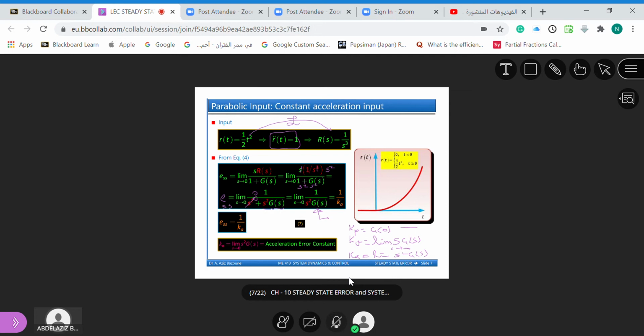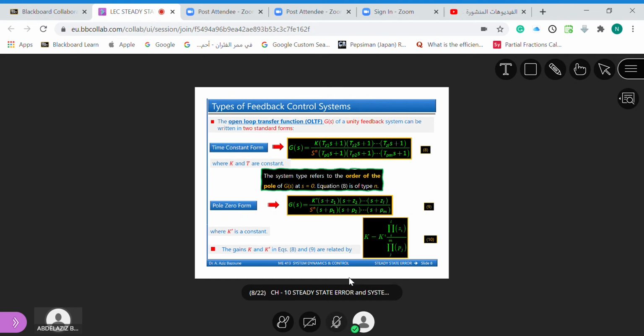So these are the three error constants. The steady state error for the first case will be ESS equals 1 over 1 plus KP. The steady state error for the second case will be ESS equals 1 over KV. And for the third case, it will be 1 over KA, like we are seeing it here. So remember these three things.